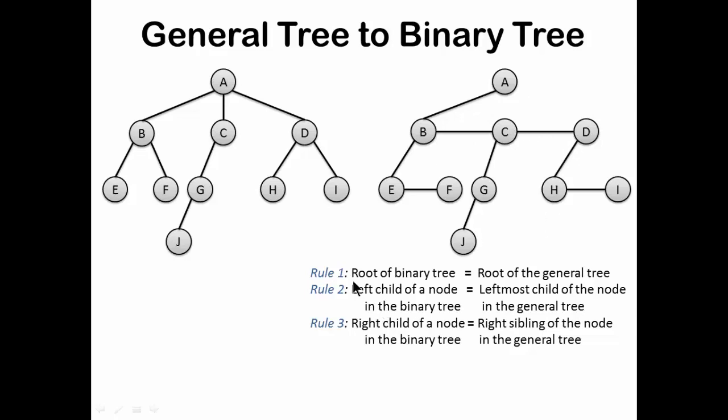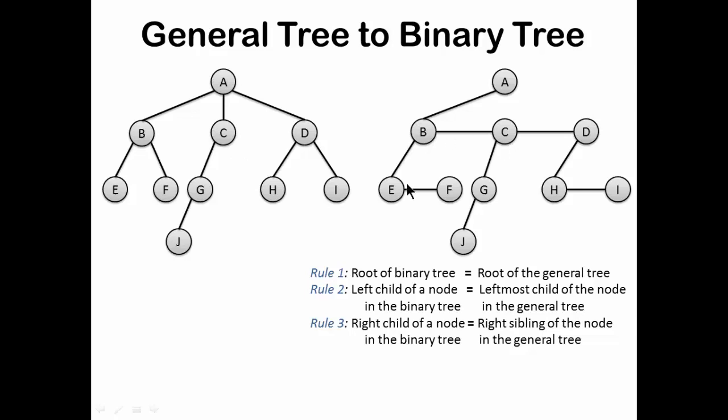Fine. So rule 1 is the root of the binary tree. Root of the binary tree is same as the root of the general tree. Left child of a node in the binary tree is equal to the left child of the node in the general tree. So all the left children are maintained. And right child of a node in the binary tree is equal to the right sibling of the node in the general tree. So right sibling, B's sibling was C. So this becomes the right hand child of the node B.